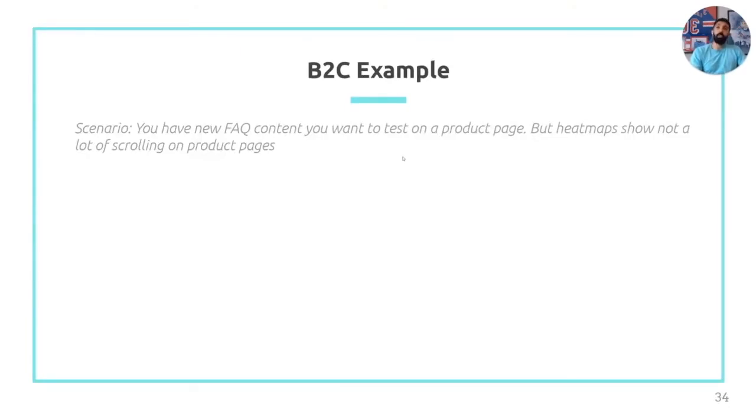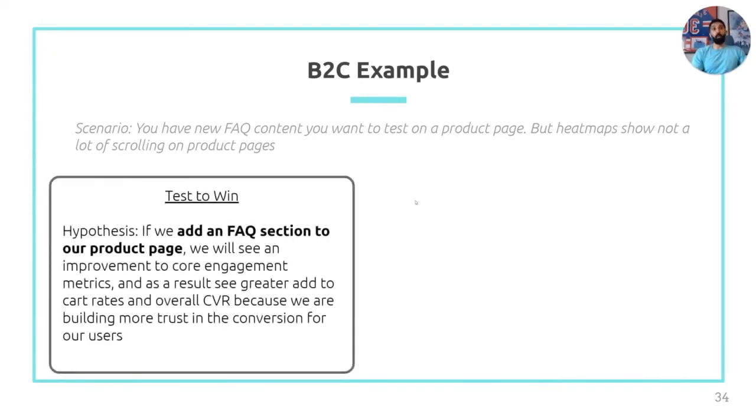So let's talk about B2C first. Let's say you have an example where you have new FAQ content that you want to test on your product page, but what you are seeing is that the heat maps are in fact showing that a lot of users are not scrolling on the page, even though the page may be quite long. So what you would traditionally think of as test to win would be, well, let's just add an FAQ section to our product page and see if we improve engagement.